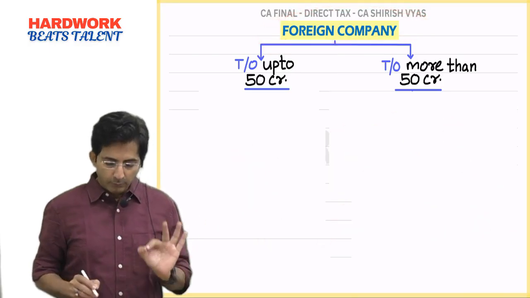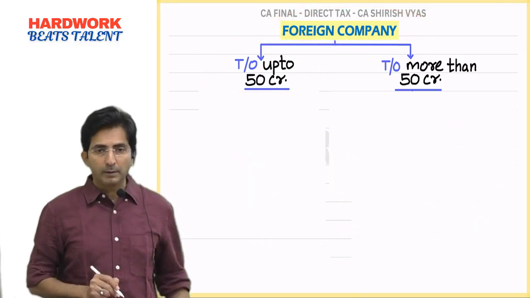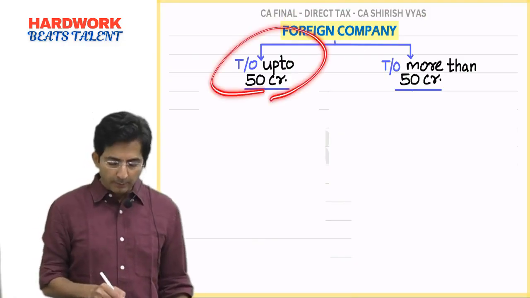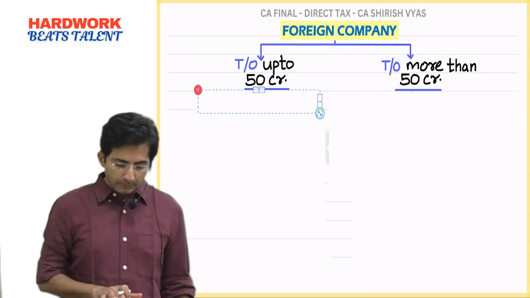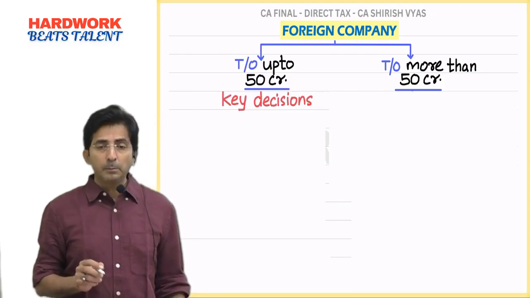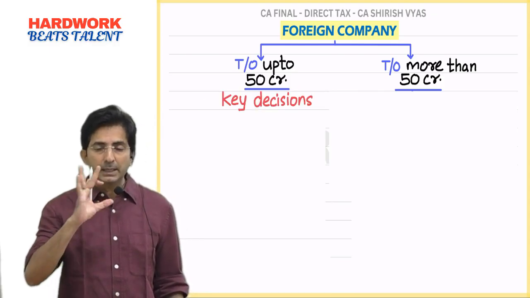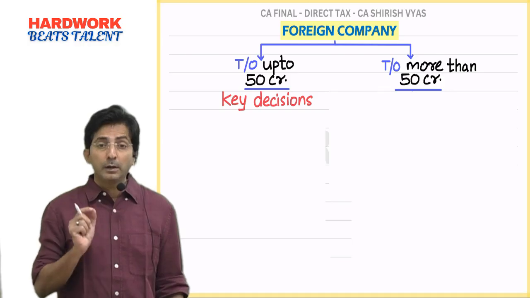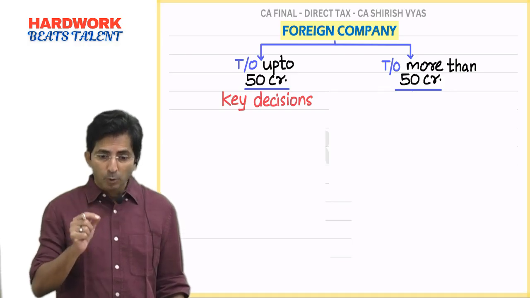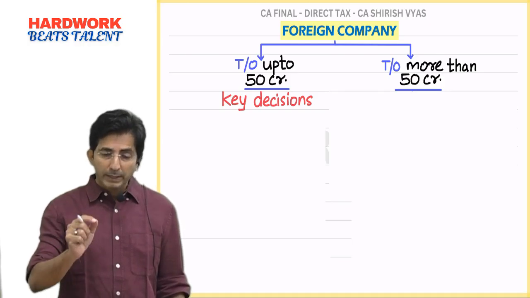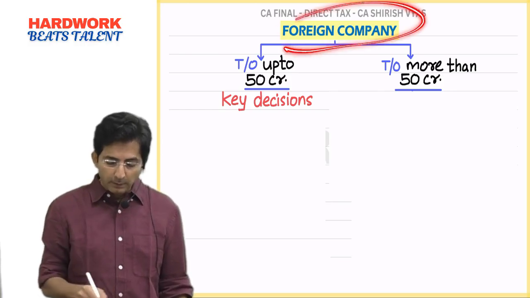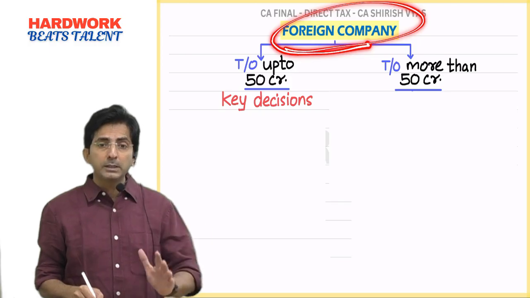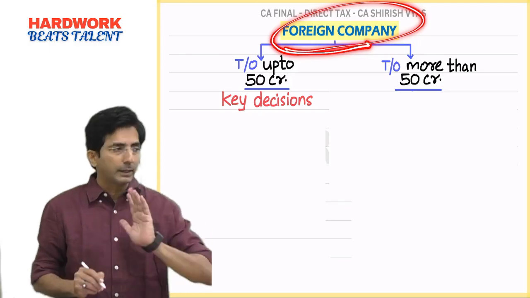So see, first we have to check the turnover of the foreign company. If the turnover of the foreign company is up to 50 crores, then POEM is the place where key decisions are taken. Key means important decisions for operating the business. Wherever this foreign company takes important decisions, we say POEM is located there.